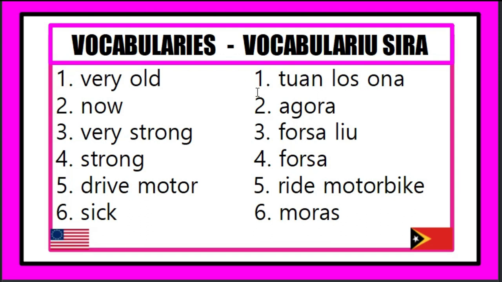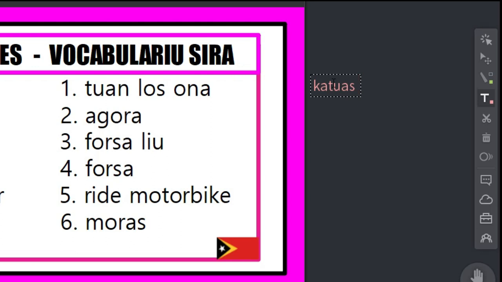Actually, the true meaning of very old is tuan los ona, but tuan los ona is usually used for things. If you want to use very old for a person, for example, grandparents are very old, in Tetun you say katuas no ferik los ona. Yeah, this is what you guys should use.